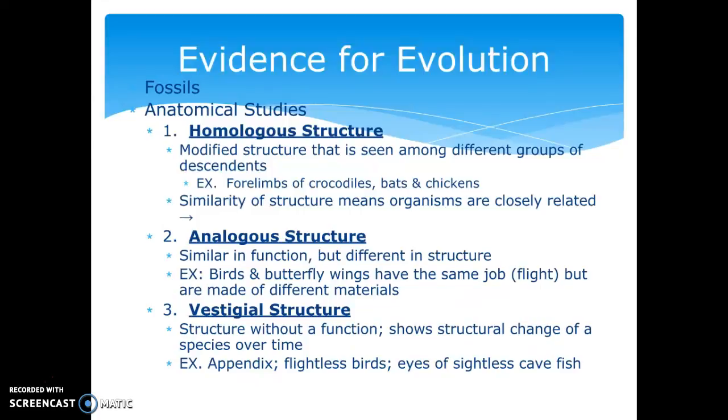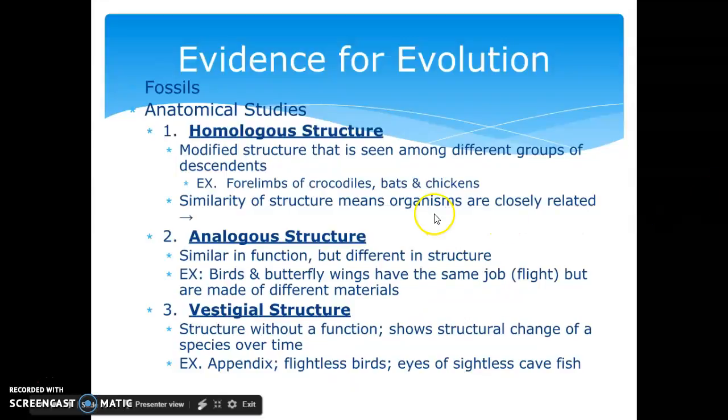So as far as evidence, something called anatomical studies is like body parts, and homologous structure is when you have similar structure but different functions. So if you think about what a crocodile uses its forelimbs for versus what a bat uses its forelimbs for, and a chicken uses its forelimbs for. Okay? Similar in structure, but they are different in function. We're talking about walking, flying, and this one's kind of flying as well.